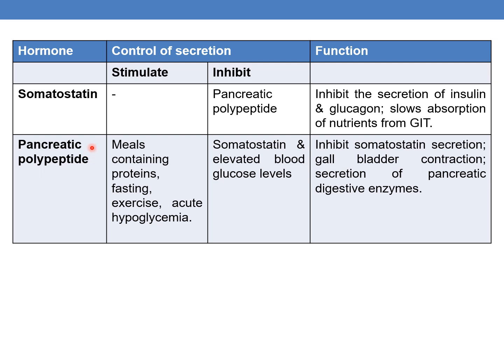The next hormone is pancreatic polypeptide. The stimulant effect is seen with meals containing protein, fasting, exercise or acute hypoglycemia. All these scenarios stimulate the release of pancreatic polypeptide. Somatostatin or elevated blood glucose levels inhibit the release of pancreatic polypeptide. Coming to the function of pancreatic polypeptide, it inhibits somatostatin secretion, gallbladder contraction, and secretion of pancreatic digestive enzymes.